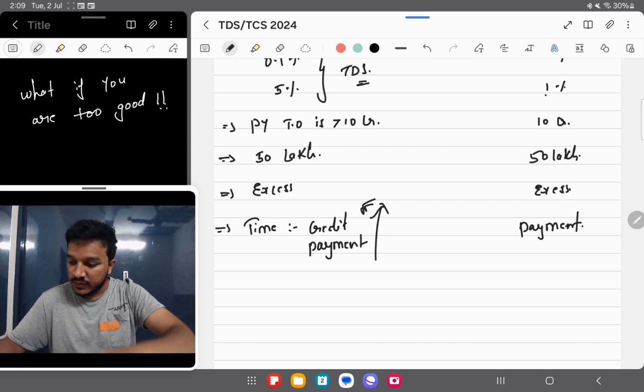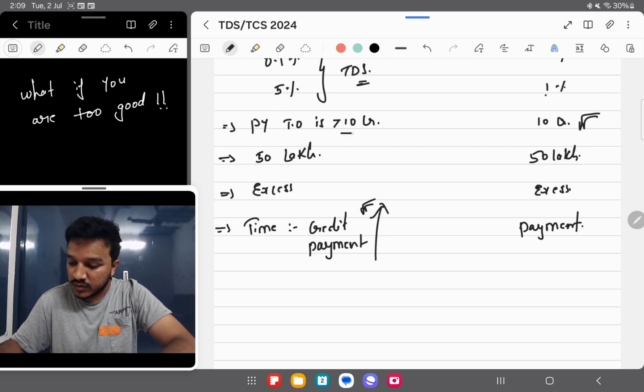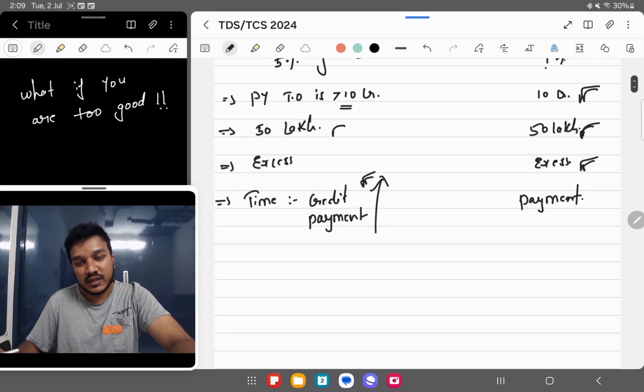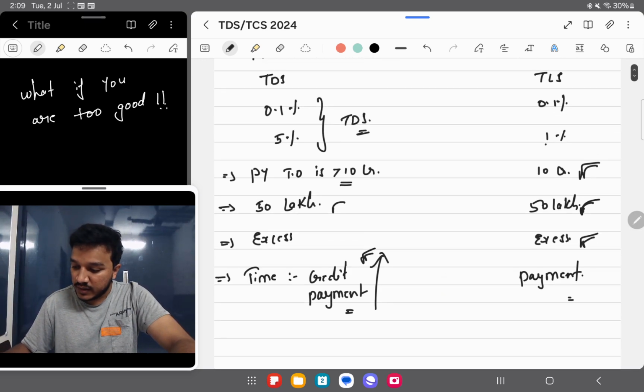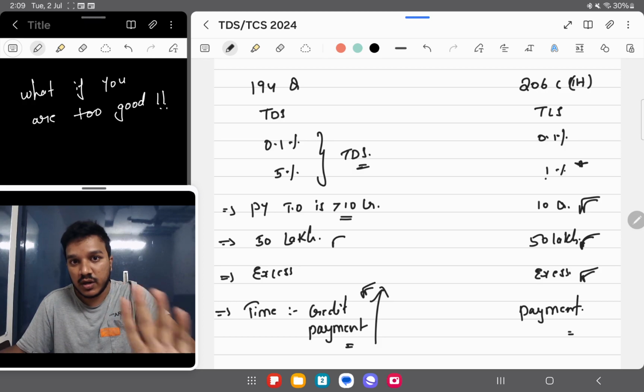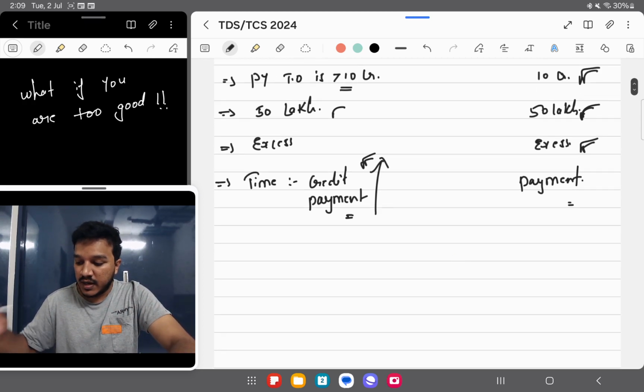So here, 10 crores same, 50 lakhs same. Only on the excess part are the TDS or TCS provisions applicable, that is the same. But at what time you deduct, there is a difference. This one says credit or payment whichever is earlier, and this one says only at the time of payment. Yes, the rates are also almost the same, but remember under TCS it becomes only 1% and not 5%. Now we will see another point.